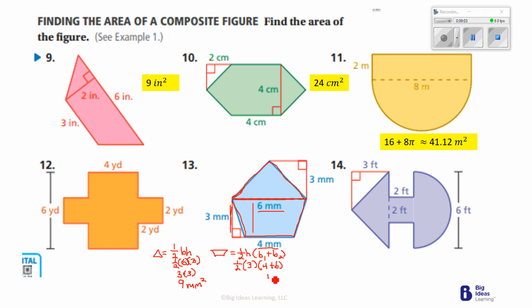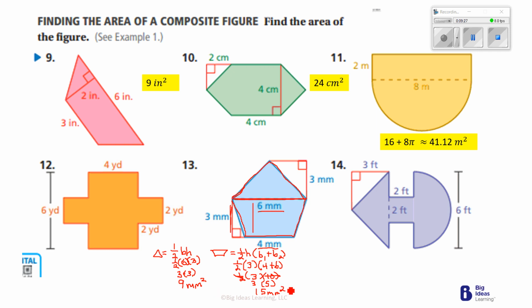Following PEMDAS, 4 plus 6 is 10. I know 1/2 of 10 is 5. So now this is 5 times 3. And 5 times 3 is 15. This would be 15 millimeters square.